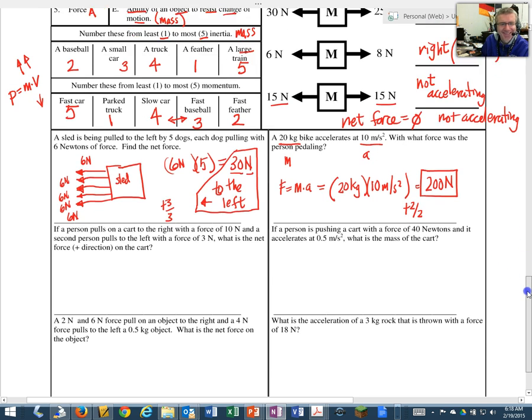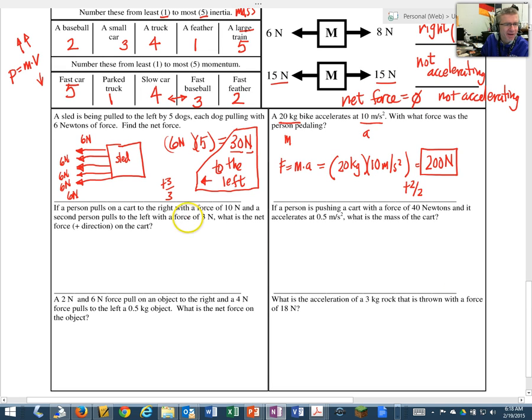And the right units. A person pulls on a cart to the right with the force of 10 newtons, and a second person pulls to the left on a cart with 3 newtons. What is the net force on the cart? Well, which way is this cart going to go? It's going to go to the right because this is bigger. How much bigger is it? 4, 5, 6, 7, 8, 9, 10. 7 newtons to the right.